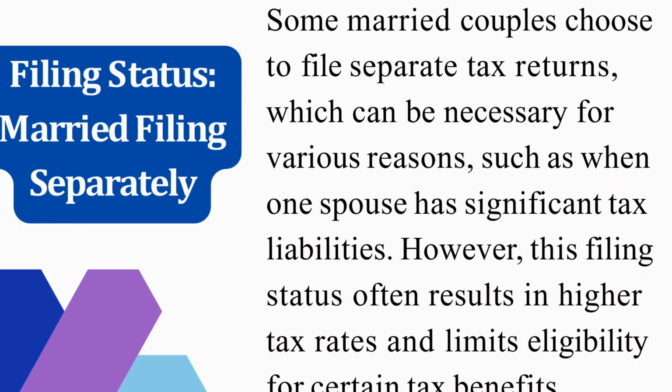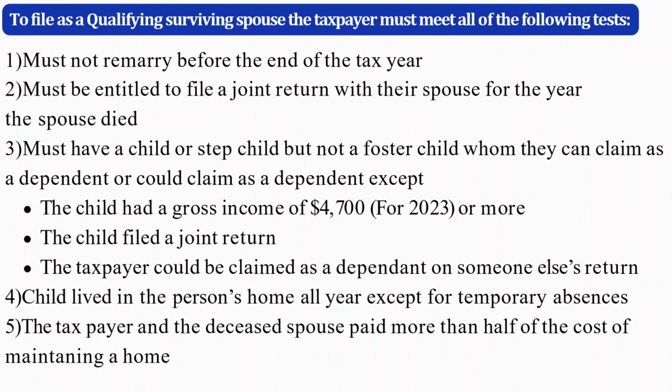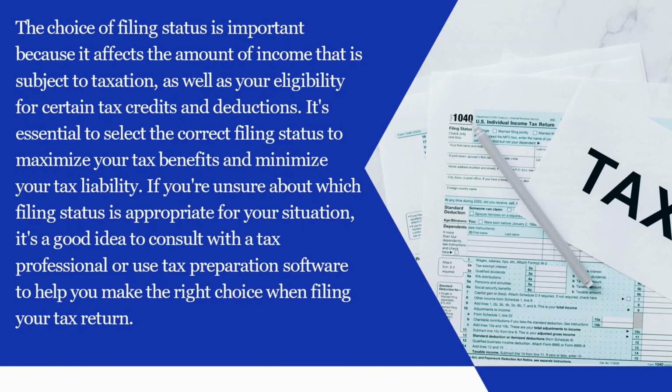So basically, these are the 5 tax filing statuses while filing the tax return. You can file as single, as a married couple filing jointly, married filing separately, head of household, or qualifying survivor spouse. But you need to make the choice appropriately because it affects the amount of income that is subject to taxation as well as your eligibility for certain credits and deductions. It's essential to select the correct filing status to maximize your tax benefits and minimize your tax liability.